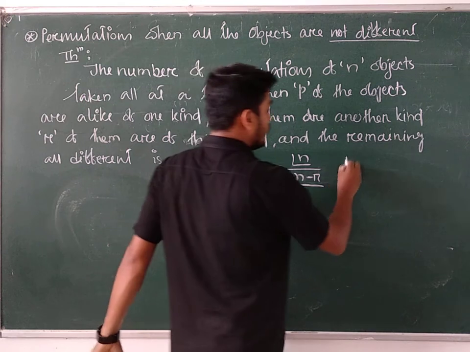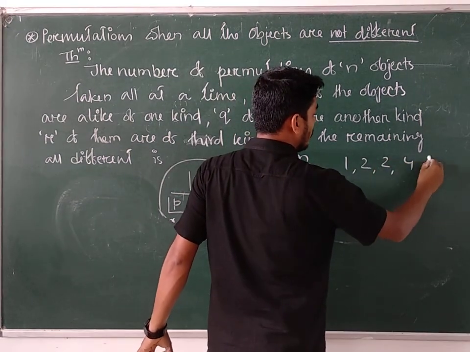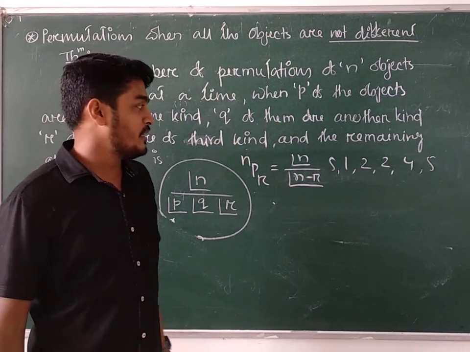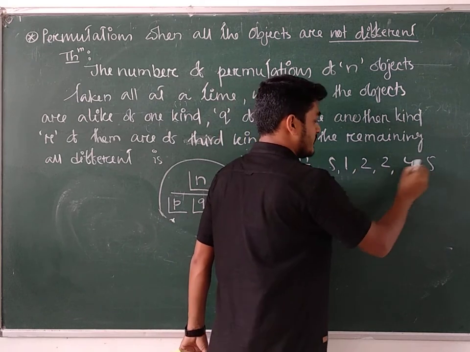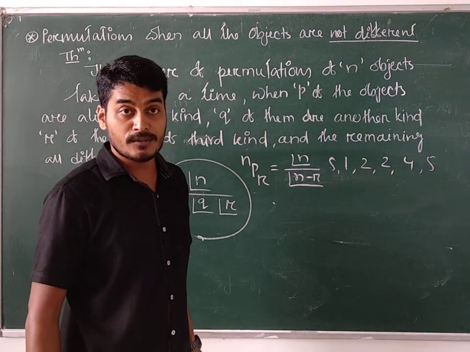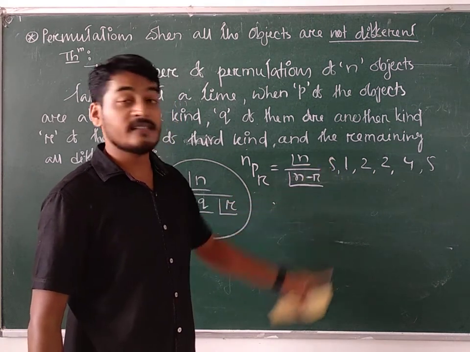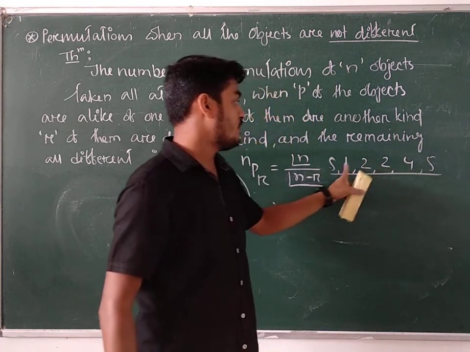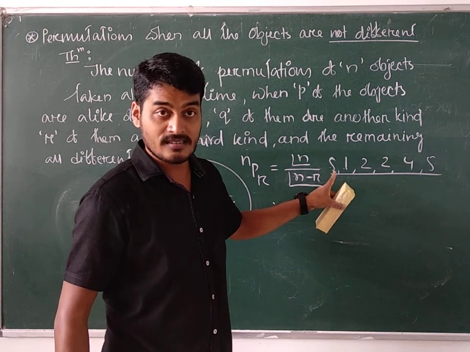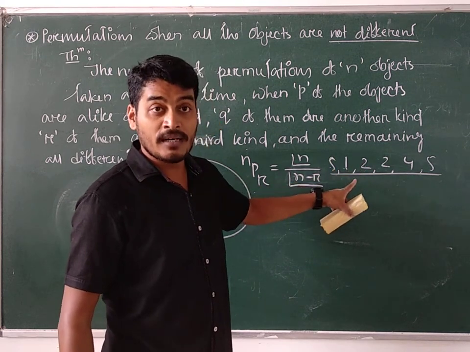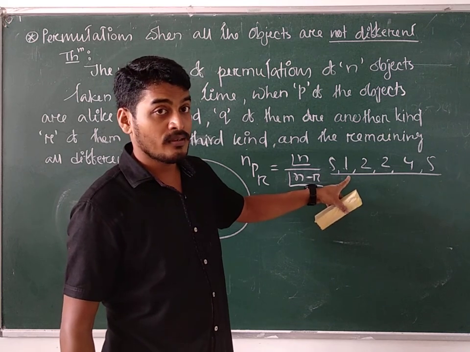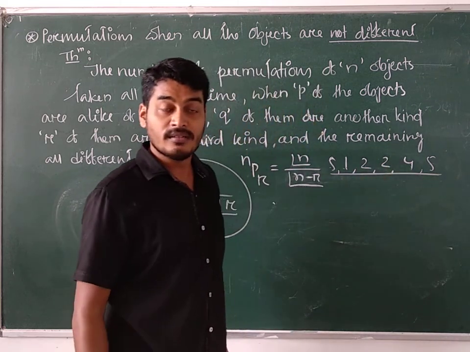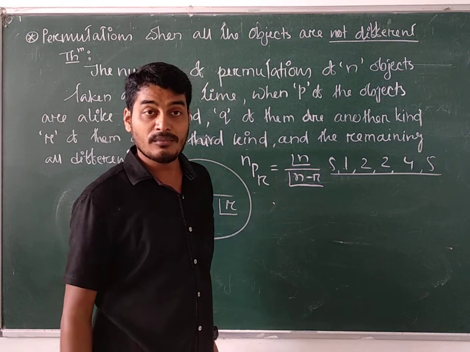For example, if we have 1, 2, 2, 4, 5, 5, how many 6-digit numbers can be formed? So listen, how many objects are available? 1, 2, 3, 4, 5, 6. Are all the objects to be used? Yes. The 6-digit number you will form is nothing but a situation of arrangement, because by rearranging them you have to form a new 6-digit number.